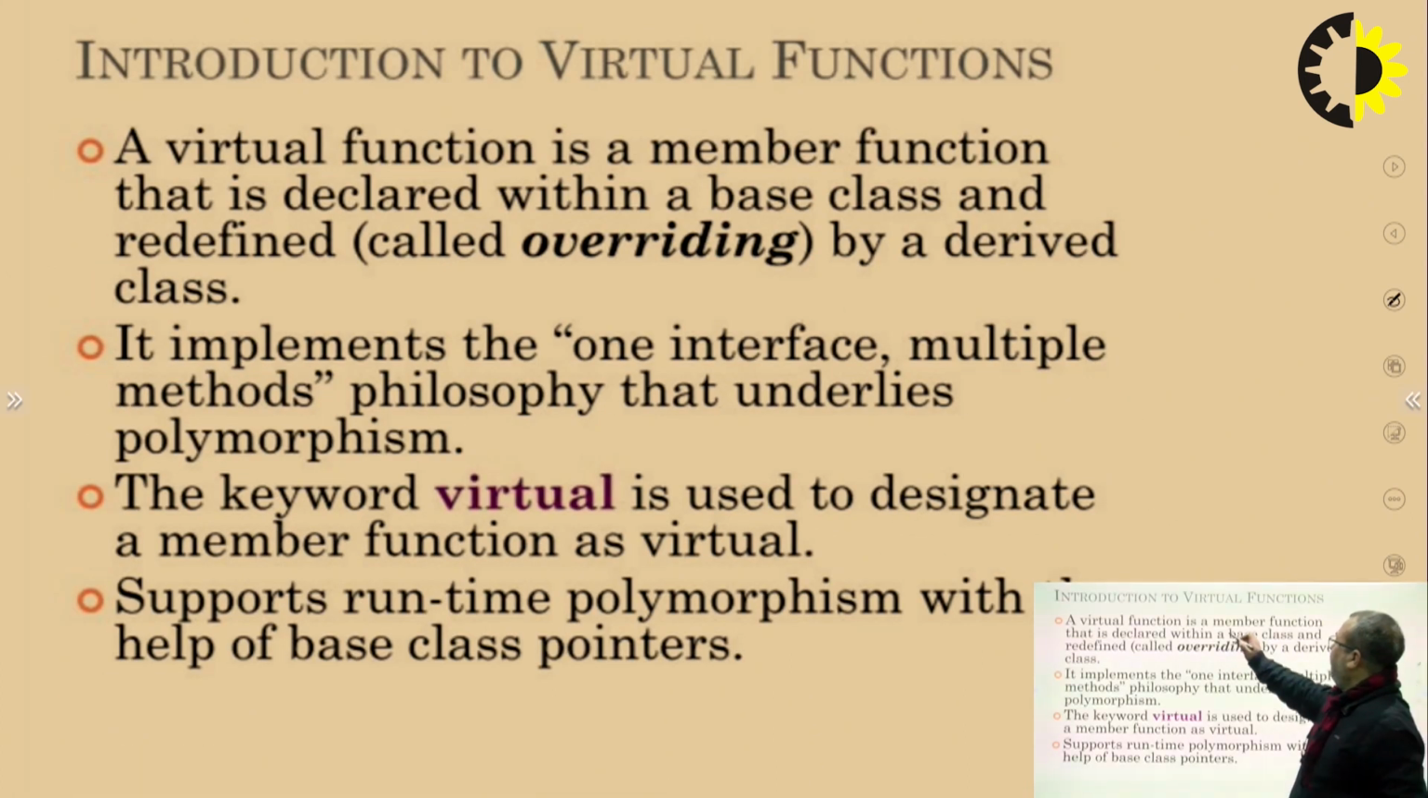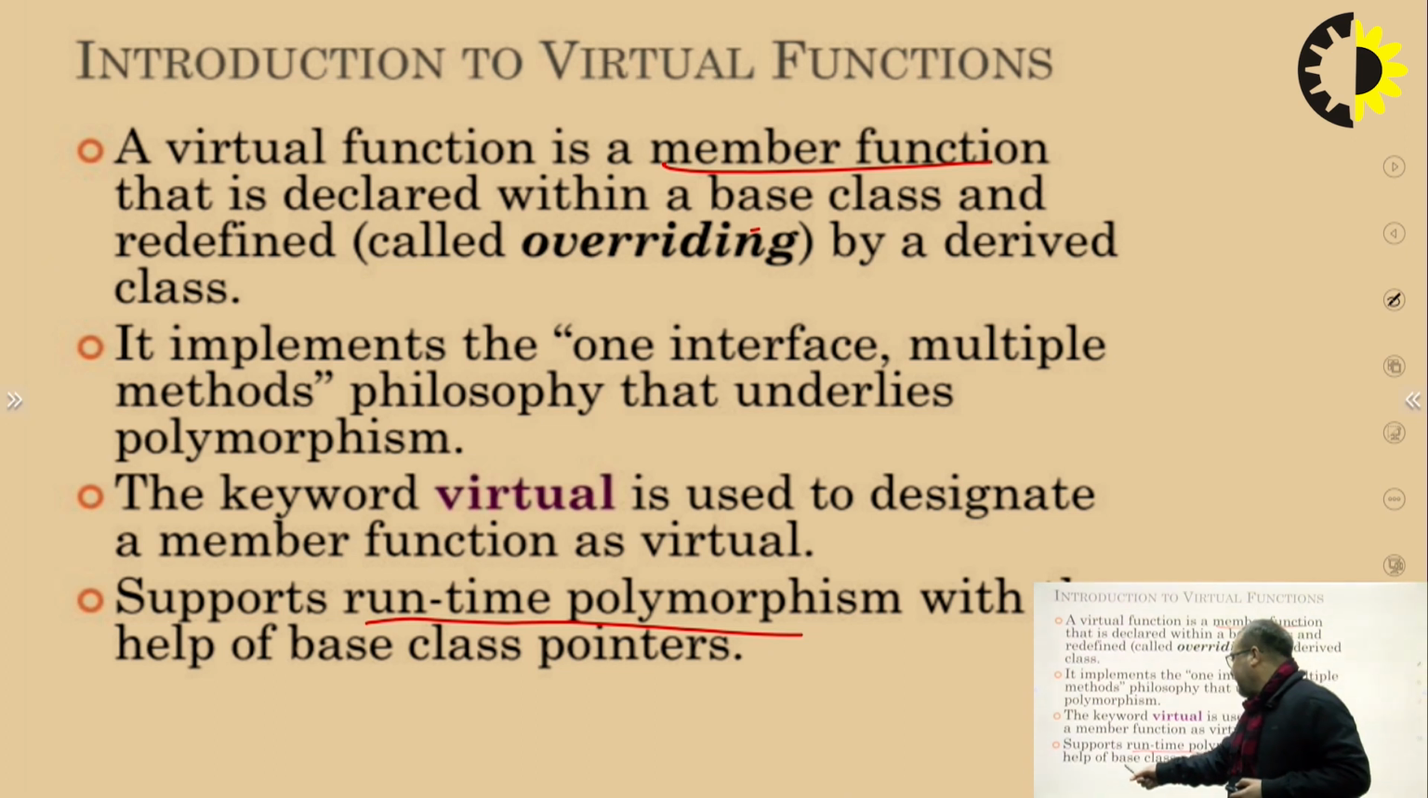So what is a virtual function? A virtual function is a member function that is declared within a base class and redefined, which is called overriding, by a derived class. It implements the one interface, multiple method philosophy that underlies polymorphism. To make a virtual function, we are required to use the virtual keyword to designate a member function as a virtual function. This supports runtime polymorphism, or late binding, with the help of a base class pointer.